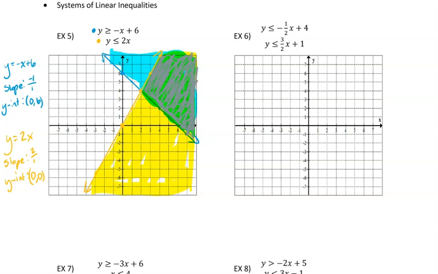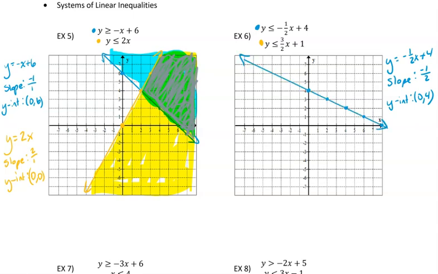All right, let's go ahead and do the same thing on number 6. So again, the top one I'm going to do blue, bottom one I'm going to do yellow. So y equals negative 1/2 x plus 4 will be the first one. That is a slope of negative 1/2 and a y-intercept of 0, 4. So we're going to start by going up 4. Then we go down 1 over 2 repeatedly, and that gets us our line. Go ahead and draw the solid line through it.